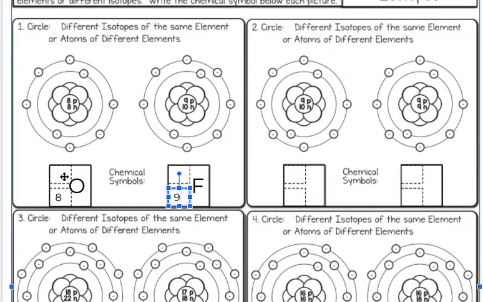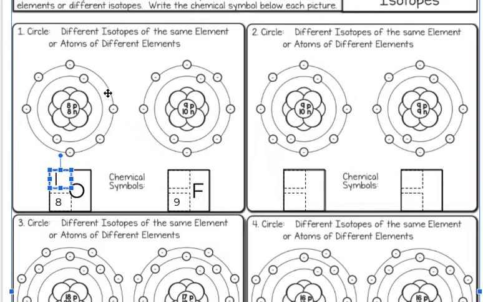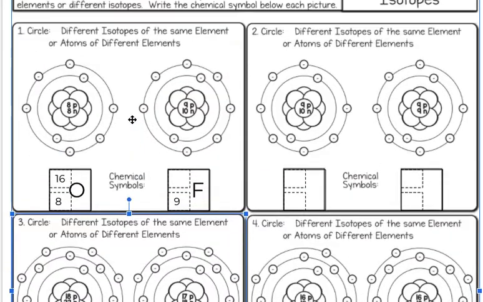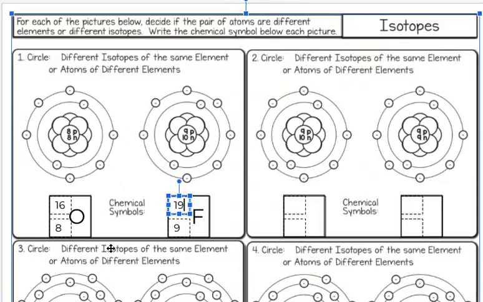And then we're going to come up here and we're going to figure out what would the atomic mass be. If I have 8 protons, 8 neutrons, that should give me 16 particles in the nucleus. And over here, if I've got 9 protons and 10 neutrons, that should give me 19 particles in the nucleus for my fluorine. So in your instructions here, it tells you that you need to decide if the pair of atoms here are different elements or if they're different isotopes of the same element.